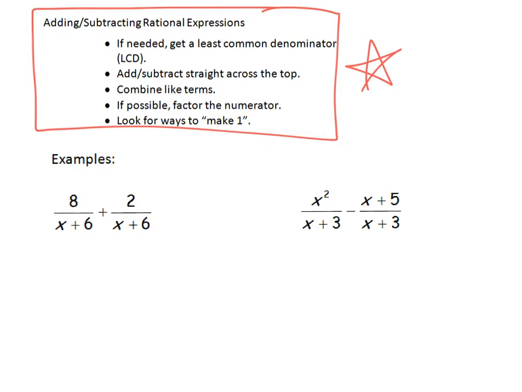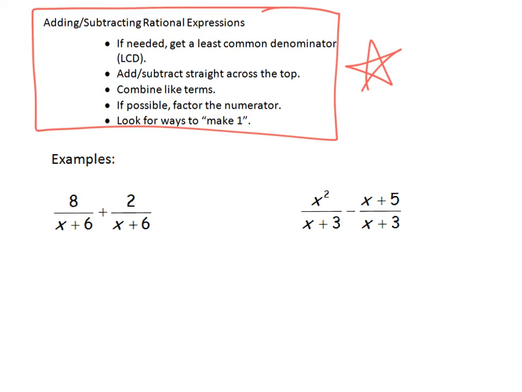All right, so what you wrote down, adding and subtracting rational expressions: if needed, this is huge, get a least common denominator, or LCD. Then we're going to add or subtract straight across the top, or in other words, the numerator. We're going to combine like terms. Then we will, if possible, factor the numerator, and then lastly look for ways to make one, which is connected to our previous lessons. One thing I should add to this add or subtract straight across the top, or numerator, is that we leave the denominator the same.